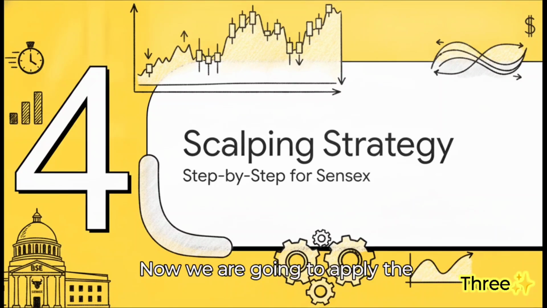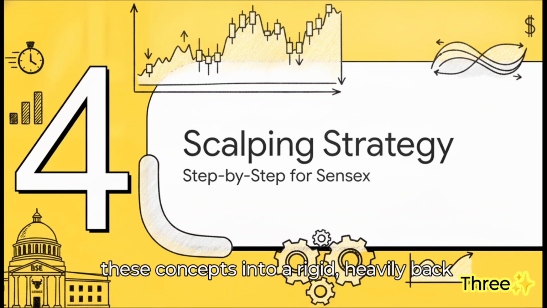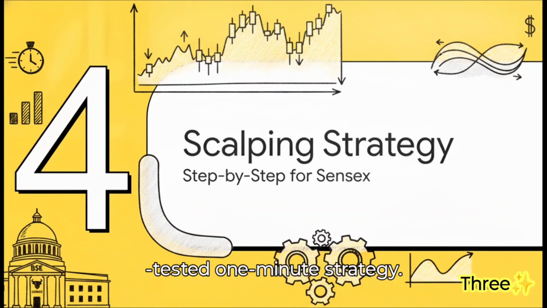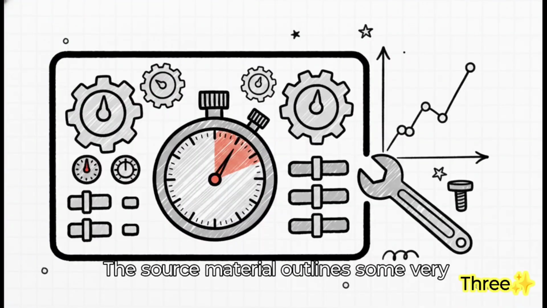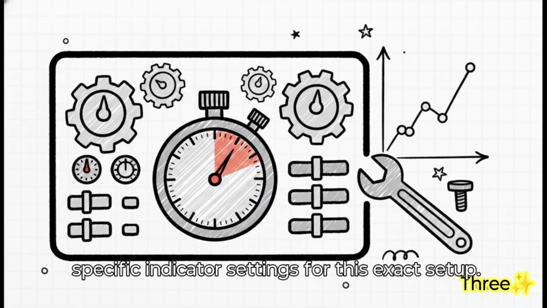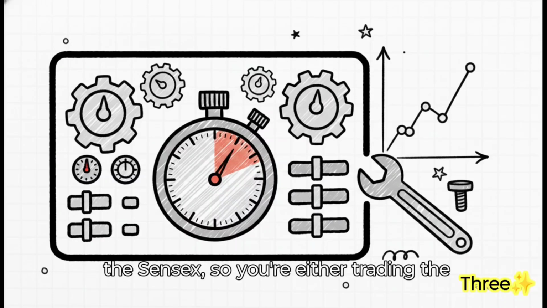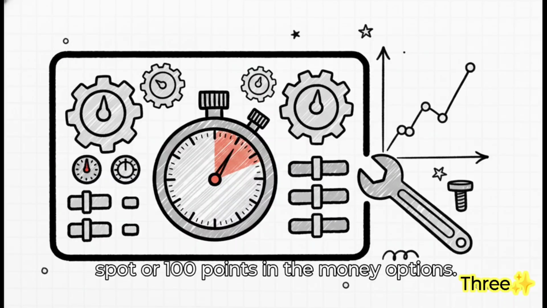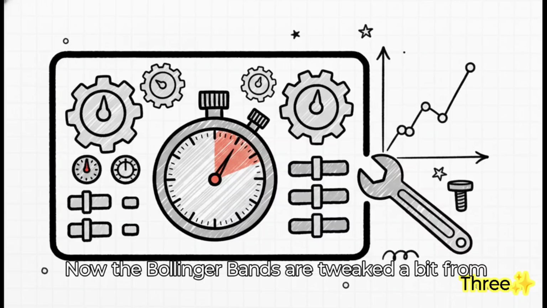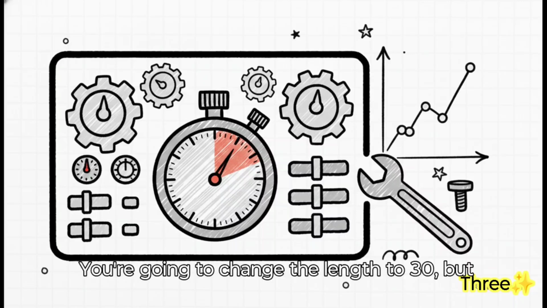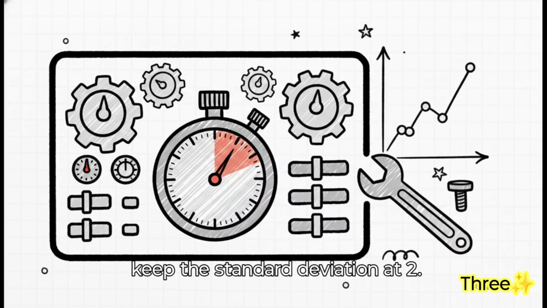Now, we are going to apply these concepts into a rigid, heavily backtested 1-minute strategy. The source material outlines some very specific indicator settings for this exact setup. We are looking at a 1-minute time frame on the Sensex, so you're either trading the spot or 100 points in the money options. Now, the Bollinger Bands are tweaked a bit from the default. You're going to change the length to 30, but keep the standard deviation at 2.